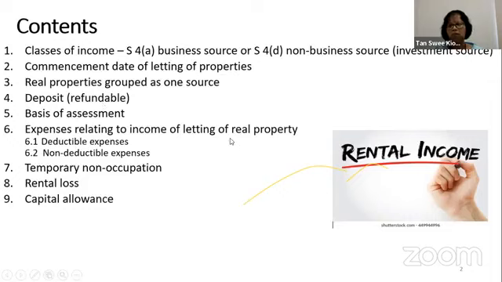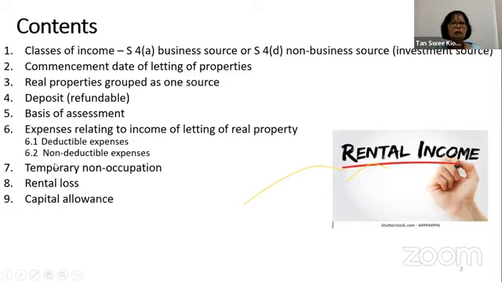Also, I will look into the deposit. Deposit is refundable to the tenant, so it is non-taxable income. Also, I will look into basis of assessment and also expenses relating to income of letting of real property. Whether the expenses incurred when you rent out your property are deductible expenses or non-deductible expenses?